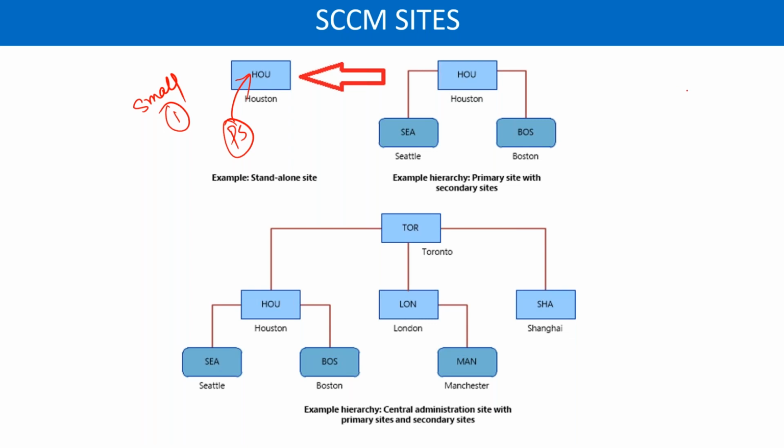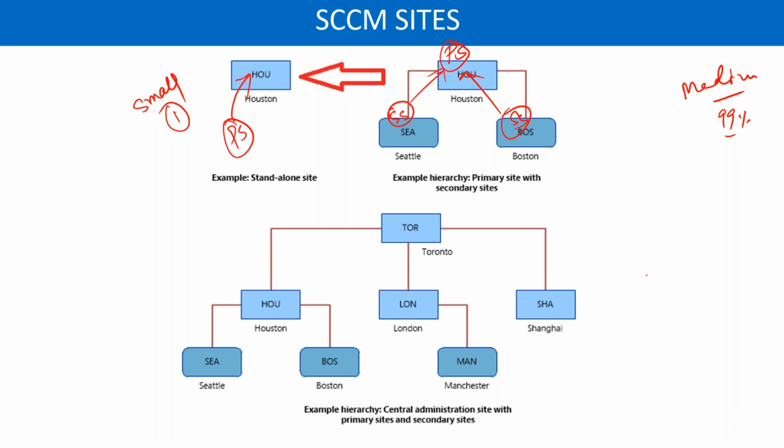Medium sized companies: in 99% of cases you will find this kind of architecture, because the company will have a headquarter and branch offices. At the headquarter we normally install the primary site, and the branch offices will have secondary sites. The third kind is a very rare deployment, but it exists in some organizations like Accenture, Deloitte, or IBM, big companies.